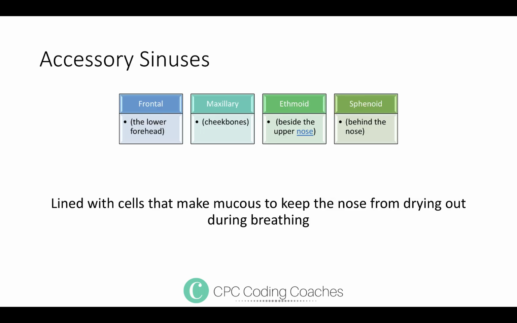You have accessory sinuses. Those are frontal, maxillary, ethmoid, and sphenoid. Accessory sinuses are lined with cells that make mucus to keep the nose from drying out during breathing. The frontal sinus is in the lower forehead. Your maxillary sinus is at your cheekbones. Your ethmoid sinus is beside the upper nose. And your sphenoid is behind the nose.